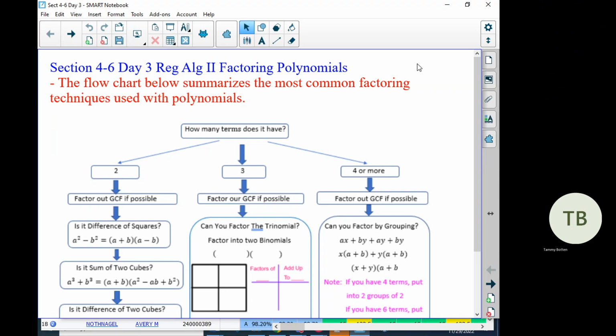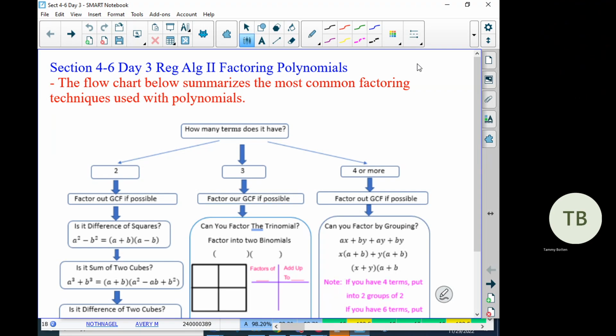Guys, we're gonna go ahead and finish up this section on factoring today. It's not like we're gonna learn anything new, except we're gonna put things together. So you won't be told, like, this is difference of squares, this is sum of cubes. You'd have to figure that out.